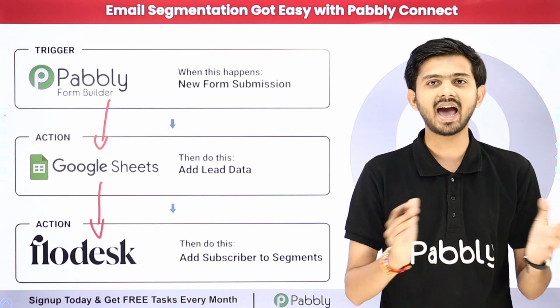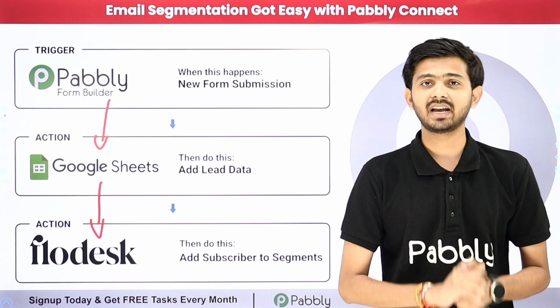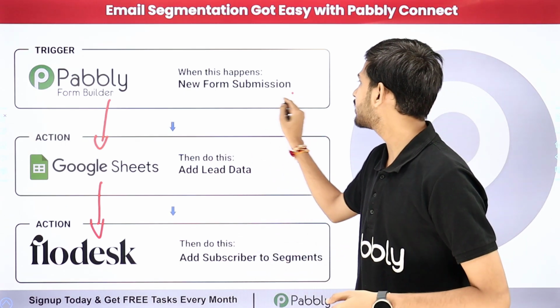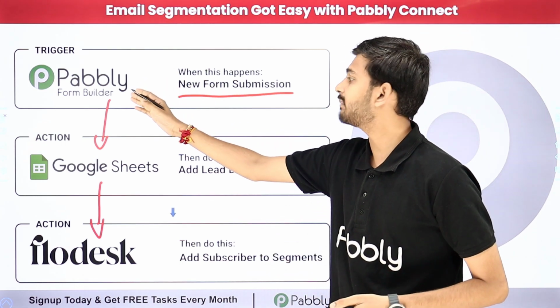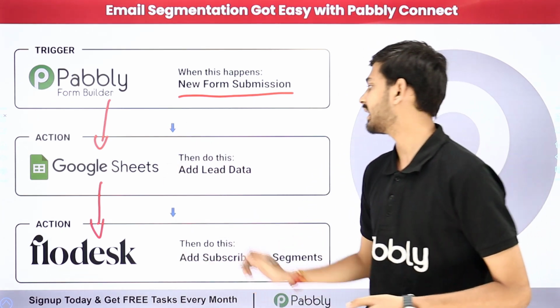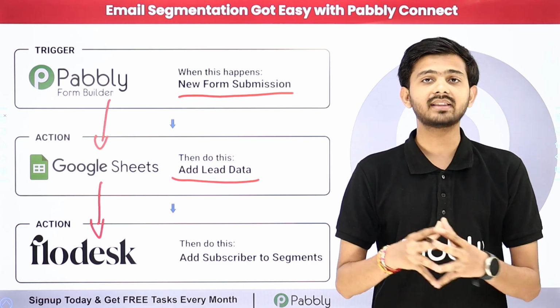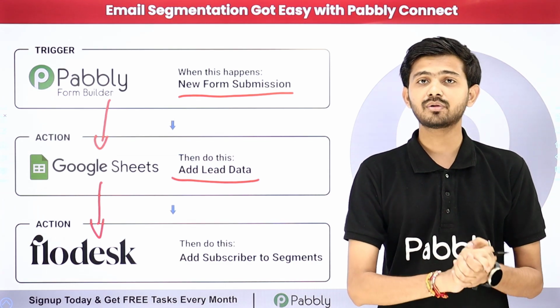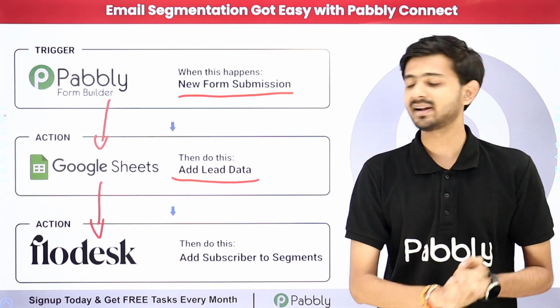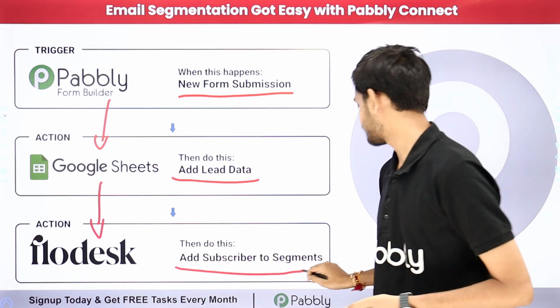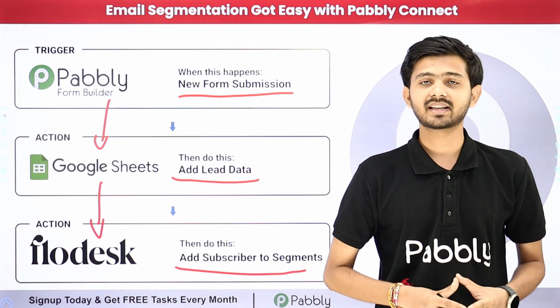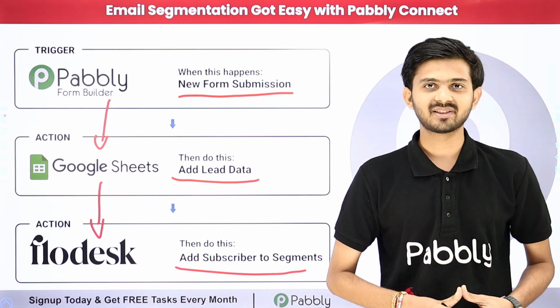for automation and integration. Now with Pabbly Connect, as I receive a new form submission from Pabbly Form Builder, I can automatically add the details of the form submission in Google Sheet, and as I add that detail, I automatically segment my subscriber in different segments in Flodesk. So how am I going to build this connection? For that, let me take you to my computer screen.